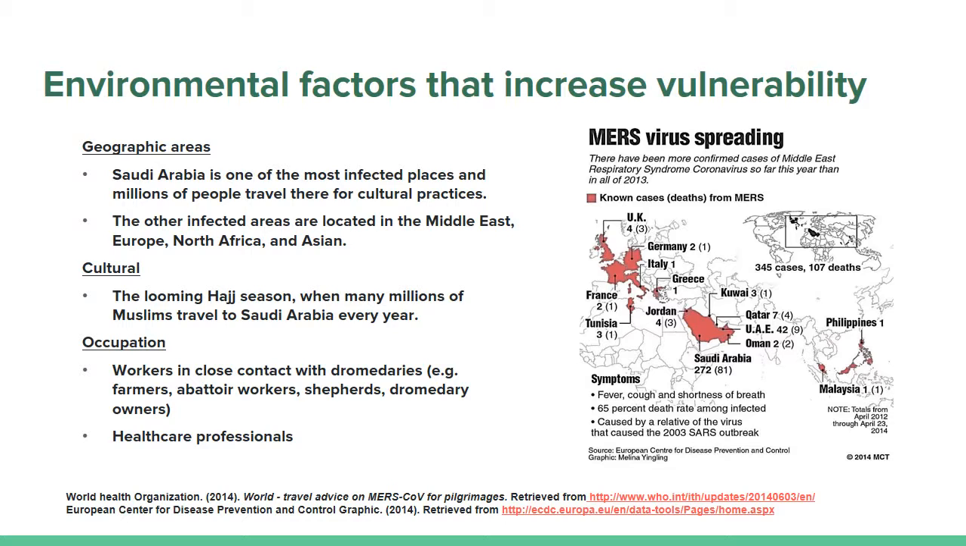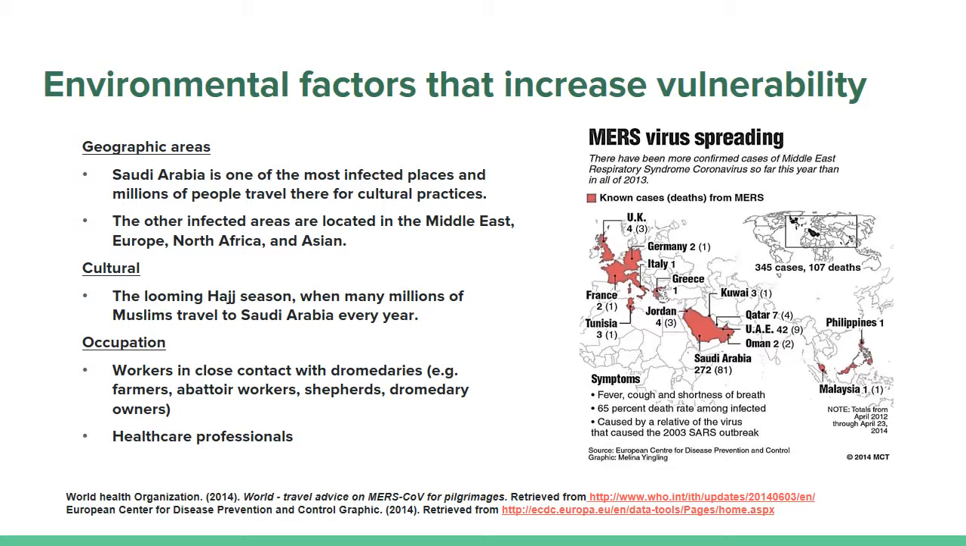Cultural: the looming Hajj season, when many millions of Muslims travel to Saudi Arabia, puts the issue of containing the coronavirus at center stage. Saudi Arabia is one of the most infected places, and millions of people travel there for cultural practices. This puts the millions of people who travel there at risk and more vulnerable to MERS-CoV.